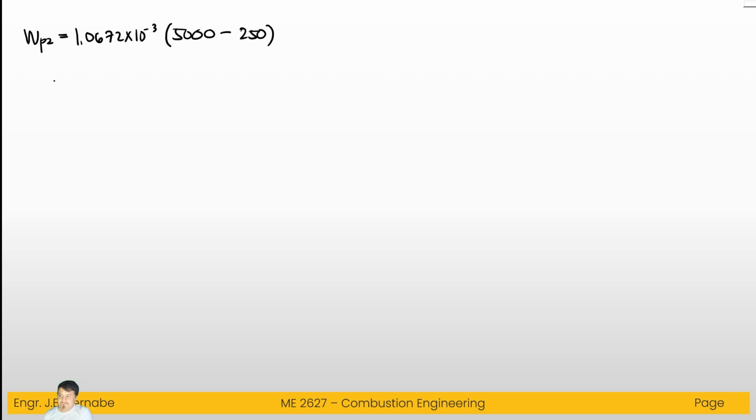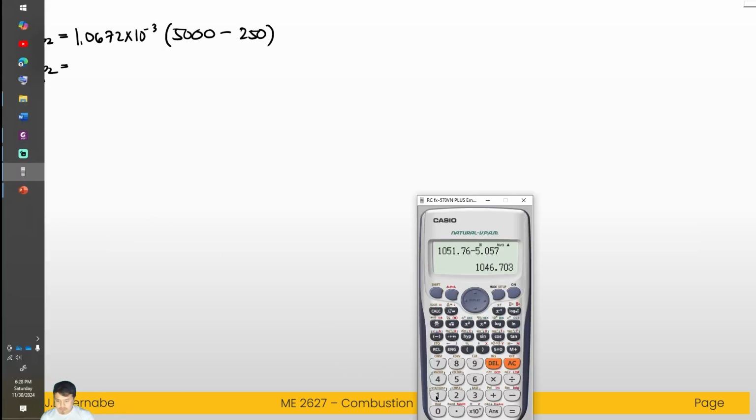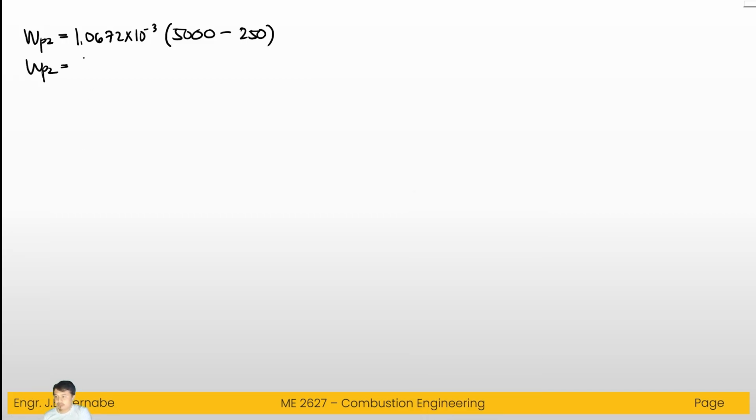Okay, so solving for pump work 2, 1.0672 times 5,000 minus 250. So 5.069 kilojoule per kilogram. Now we can solve for QA. Again, I'll write this down: H1 minus H7 minus pump work 2, and then plus H3 minus H2.